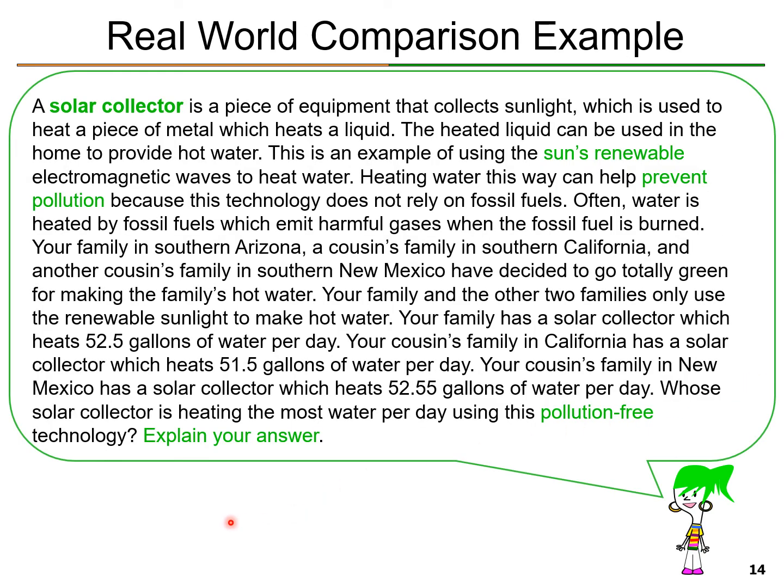Let's look at a real world comparison example. So let me read this to you. A solar collector is a piece of equipment that collects sunlight. That sunlight is then used to heat a piece of metal, which heats a liquid. The heated liquid can be used in the home to provide hot water. This is an example of using the sun's renewable electromagnetic waves to heat water.